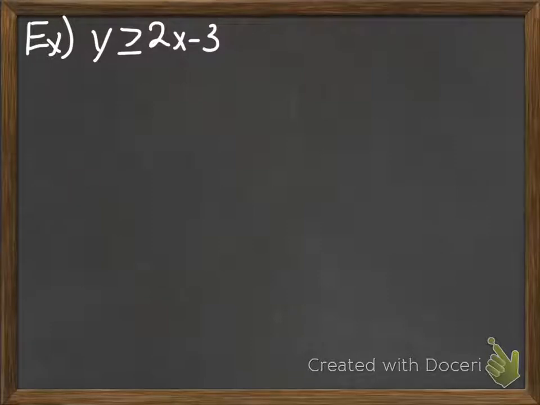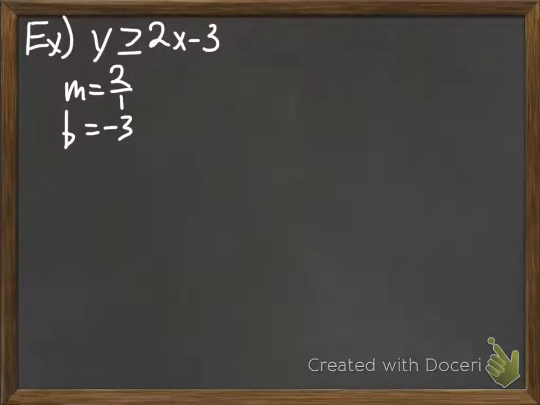So our first example, it says y is greater than or equal to 2x minus 3. So I check. Y is all by itself. So that means I can identify my slope and my intercept. So my slope is 2 over 1. My y-intercept is negative 3. So now I know my slope and my intercept.